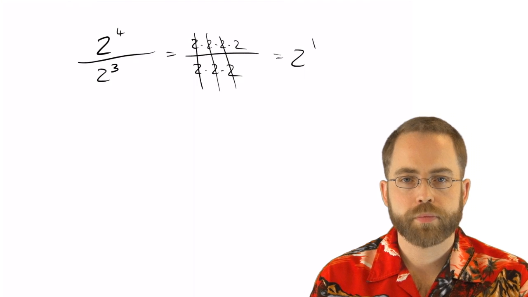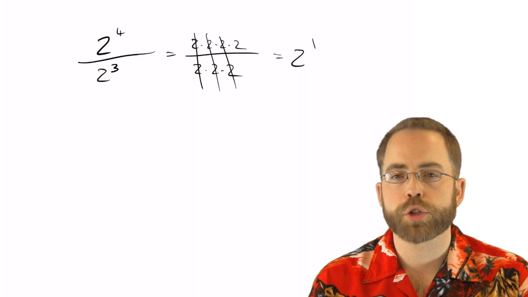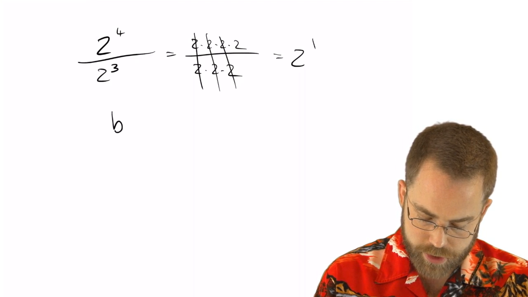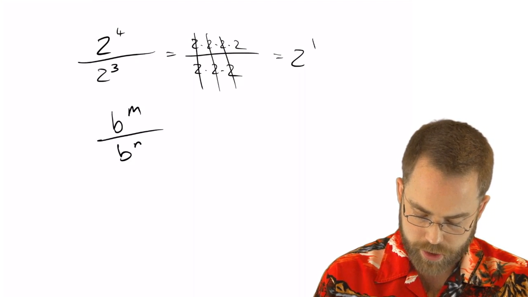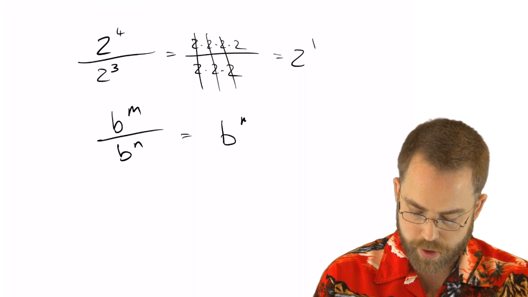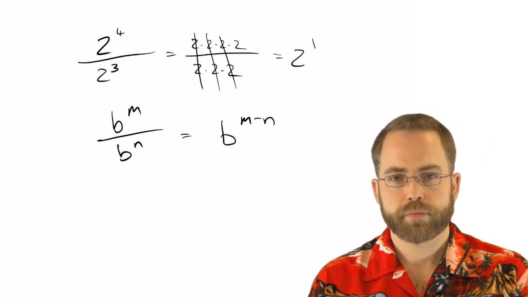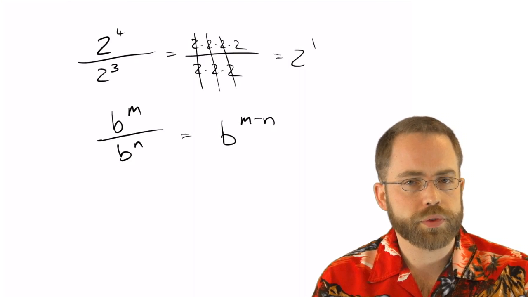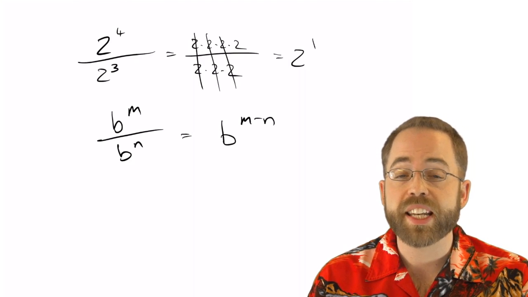So again, we could have seen the shortcut for that. And that means that when you've got B to the M over B to the N, the shortcut is to just say B minus N. Now this naturally leads to a very unintuitive situation where you could end up with negative numbers.